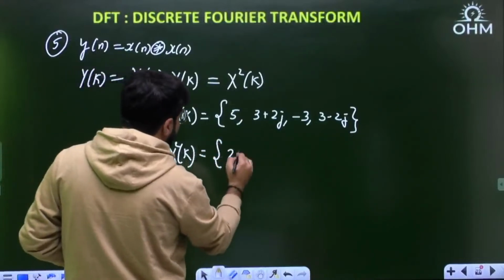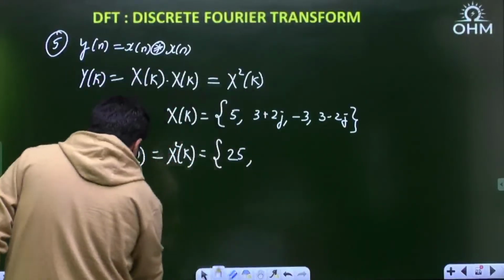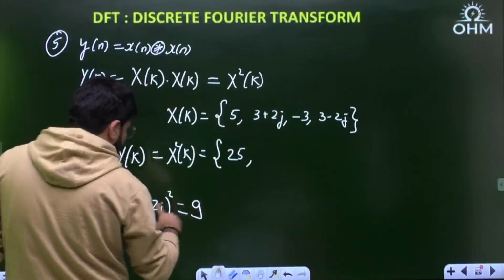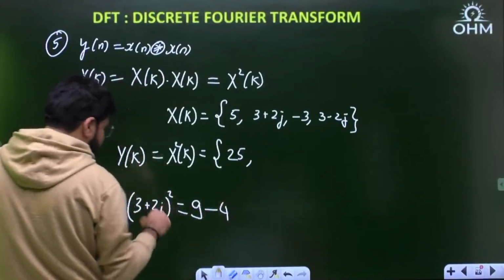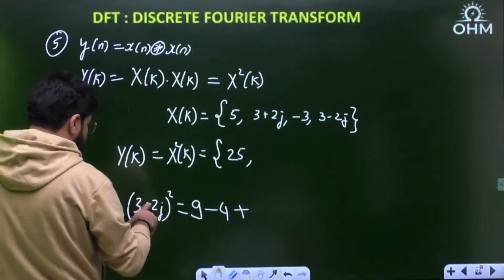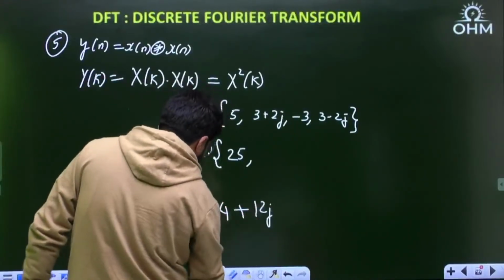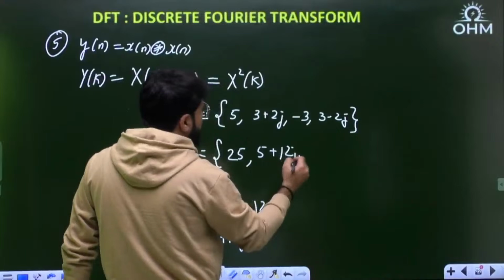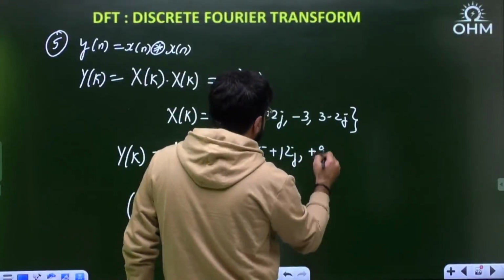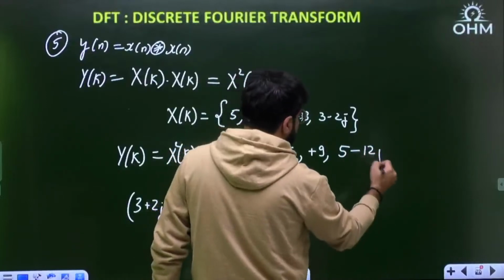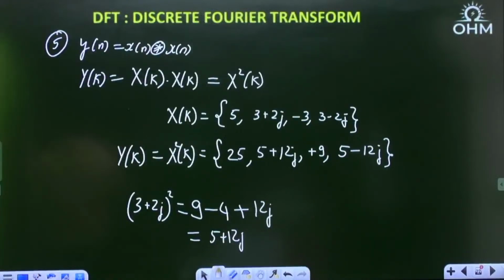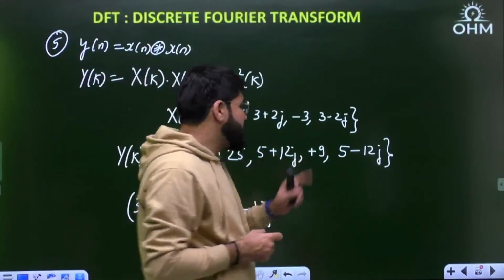So 5 squared is 25. What is the square of 3 plus 2j? I'll write it down separately here. 3 plus 2j whole square, a squared: 3 squared is 9, then 2j squared will be minus 4 because j squared is negative, and plus 2ab: 3 times 2 is 6, into 2, 12, 12j. So this is 9 minus 4, 5. 5 plus 12j. Here you get 5 plus 12j, minus 3 squared which will be plus 9, and then the conjugate 5 minus 12j. This is the answer for Yk: 25, 5 plus 12j, 9, and 5 minus 12j.